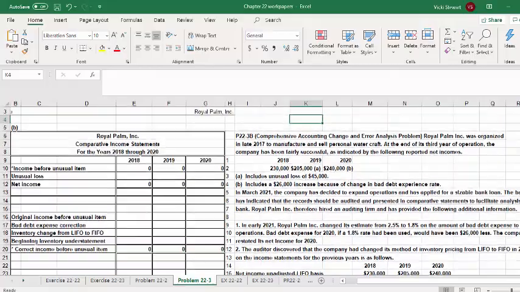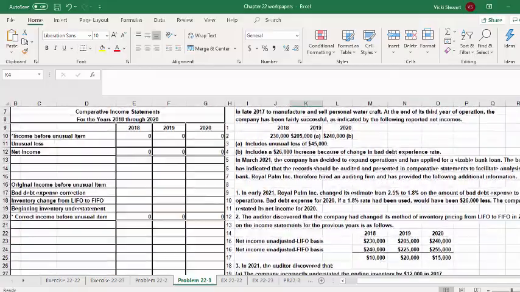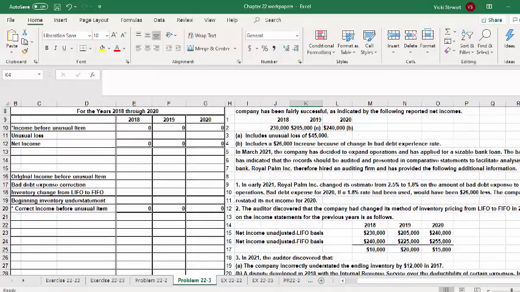So the information that has been provided to us indicates that first, in early 2021, Royal Palm changed its accounting estimate from 2.5% to 1.8% on the amount of bad debt expense to be charged to operations. Bad debt expense for 2020, if a 1.8% rate had been used, would have been $26,000 less. The company therefore restated its net income for 2020.